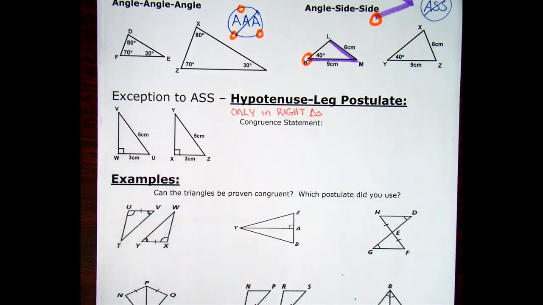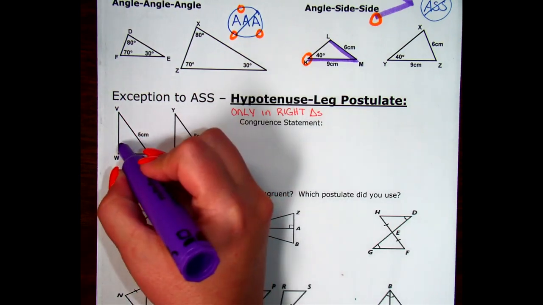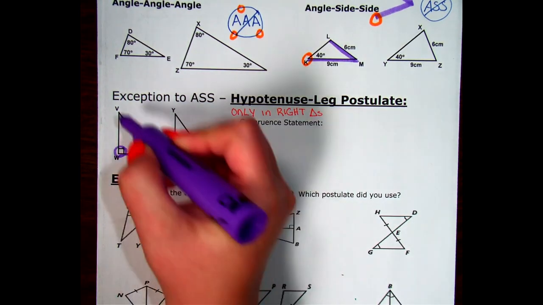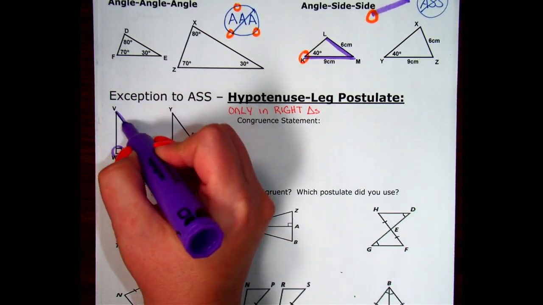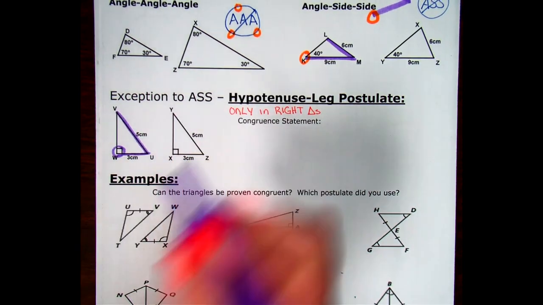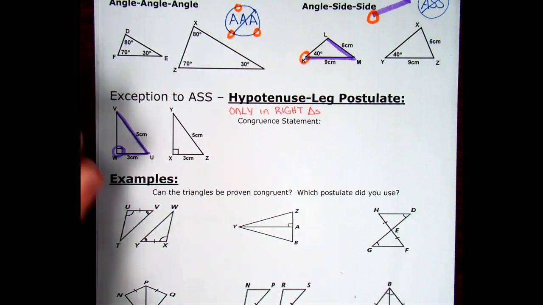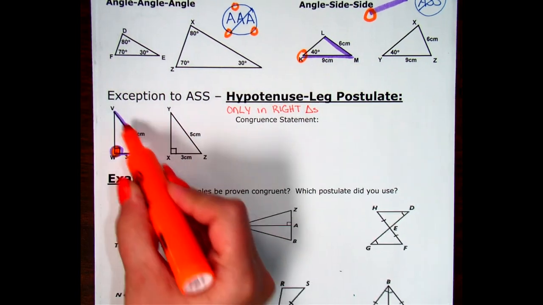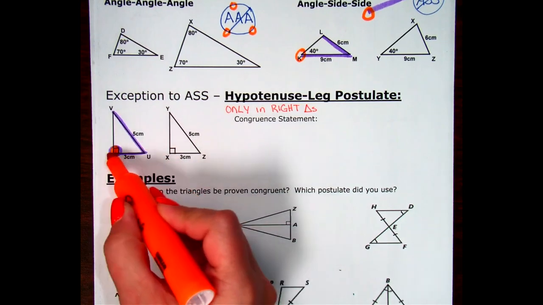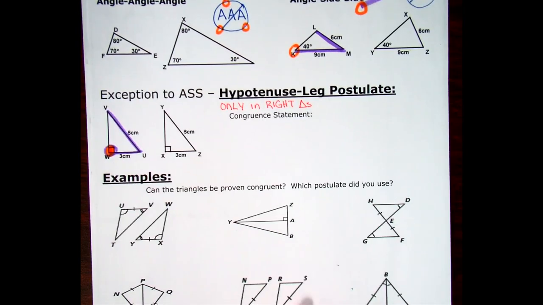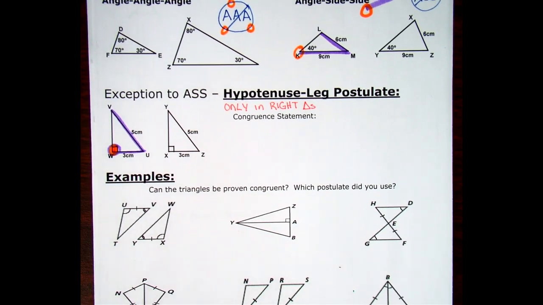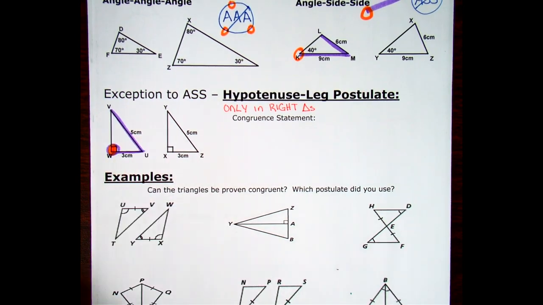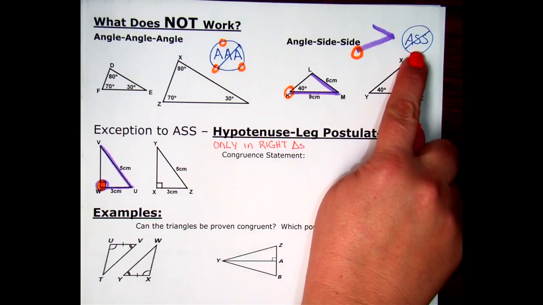If you have an angle and it's 90, and then you have your two sides, I should have done that in orange, 3 matches with 3, 5 matches with 5, okay? And then my angle here is a right angle. So it's not where my two sides come together, so it's not side, angle, side. Okay? This, if I were to write it down, it would be angle, side, side. However, we can't use that one, right?